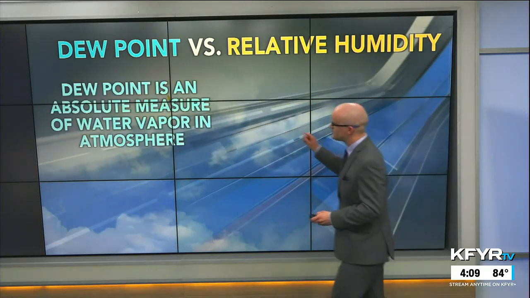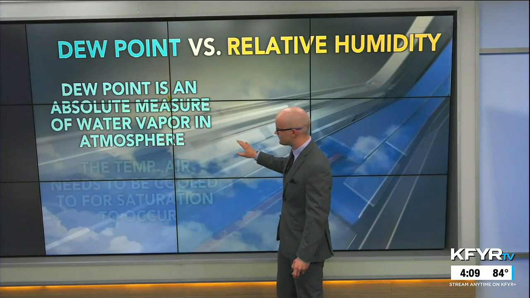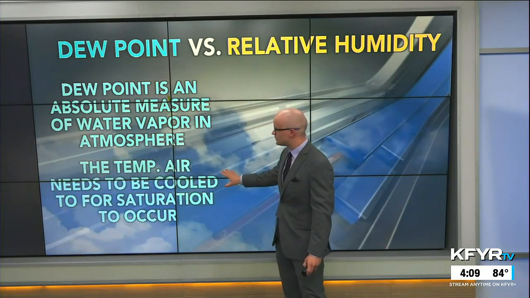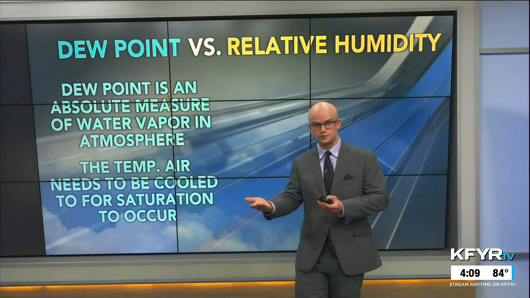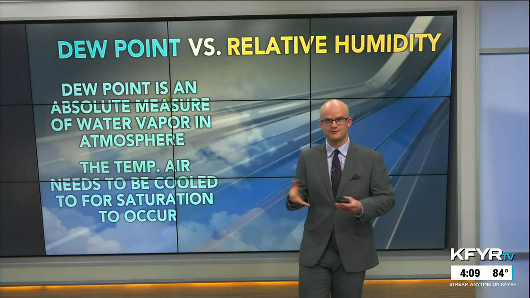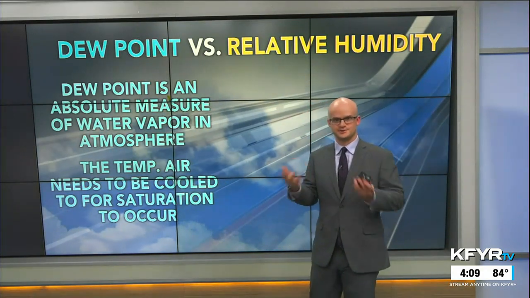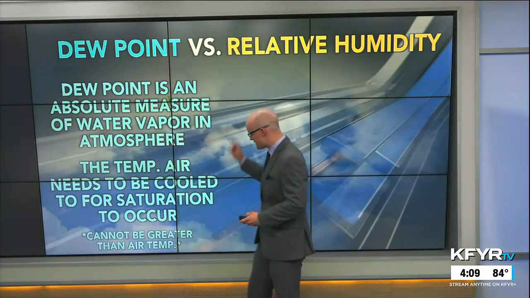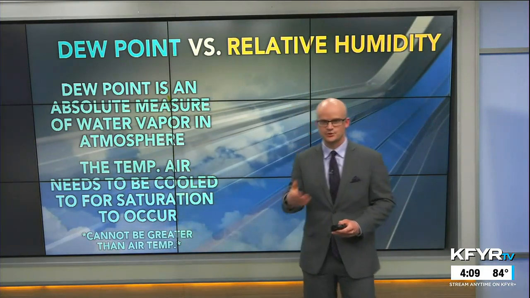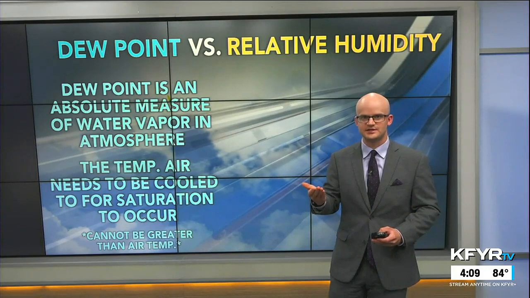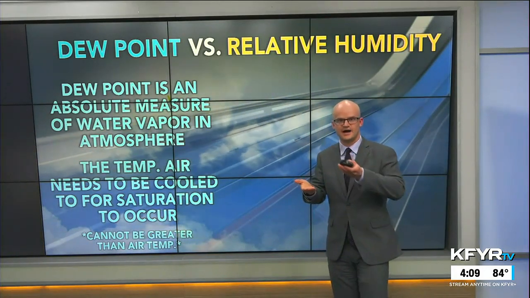So dew point is an absolute measure of the amount of water vapor in our atmosphere. It's the temperature that air needs to be cooled to for saturation to occur in order for dew to form on grass usually, or for water vapor to condense into water droplets or fog or something along those lines. And the dew point cannot be greater than our air temperature. So if we have an air temperature of 50 degrees, the dew point has to be lower than that. We can't have a dew point of 55, for example.